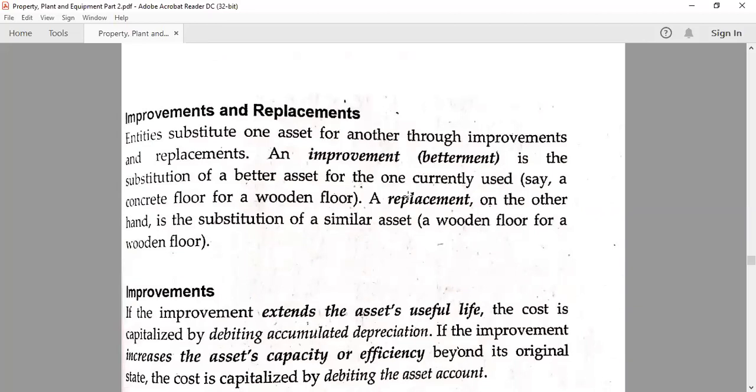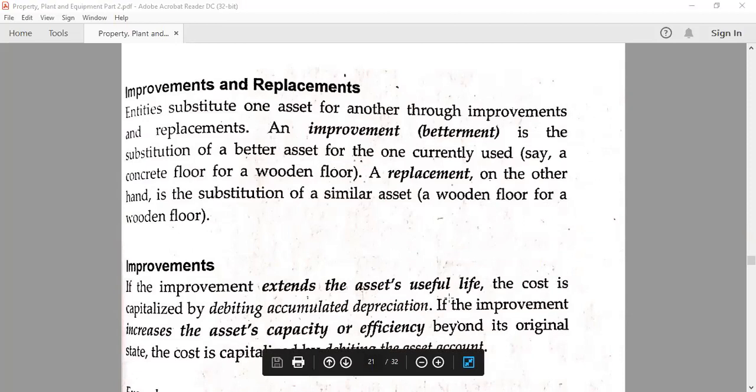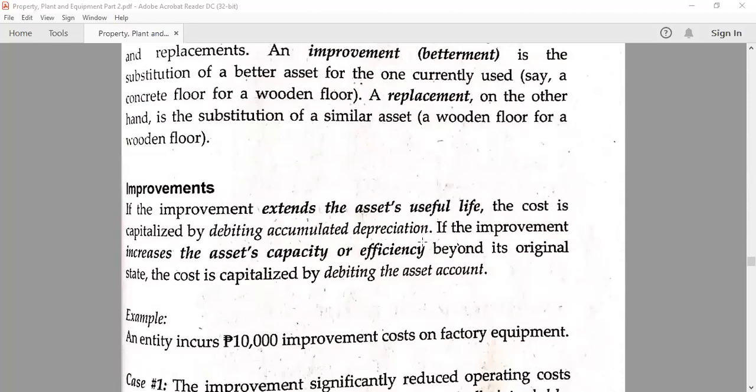If we say improvement, it is a substitution of a better asset for the one currently used. For example, before we have a wooden floor, now we replace that with a concrete floor. Next, what about a replacement? For the replacement, we have a substitution of a similar asset. Let's say a wooden floor is replaced with another wooden floor, which is the same.